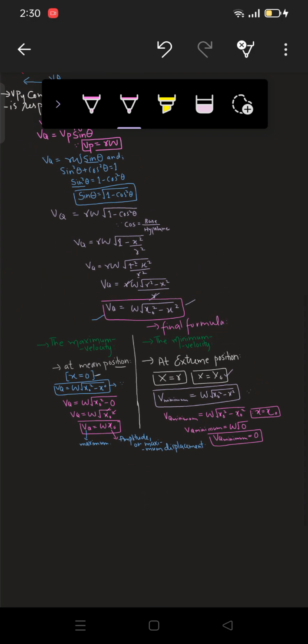In the next video we're gonna derive the formula for finding the acceleration of the projection of a particle which moves along the circular path.